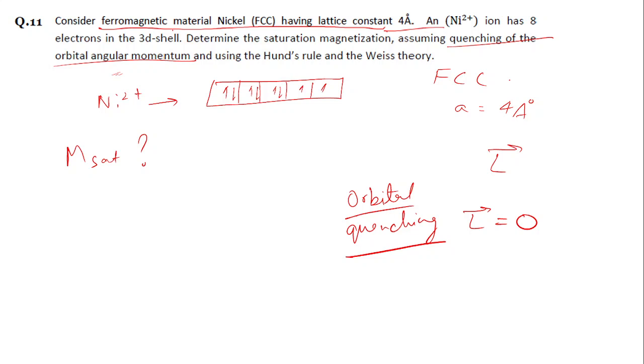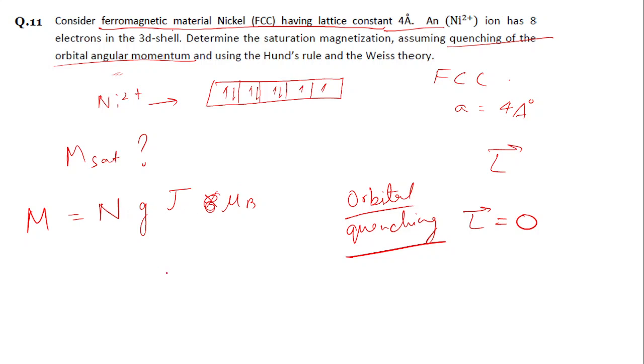The formula for magnetization for this ferromagnetic material will be N, the number of atoms per unit volume, times the Landé g factor, times J, which is the total angular momentum, times the Bohr magneton. This is the formula for a ferromagnetic material. This is just multiplication.